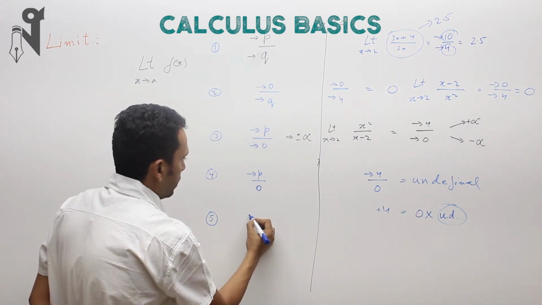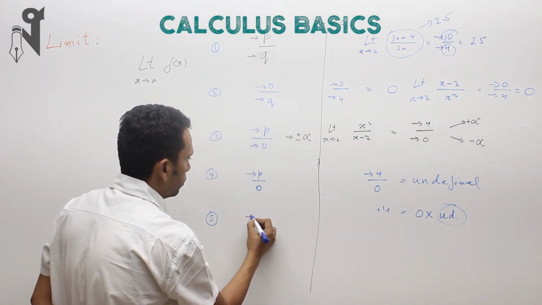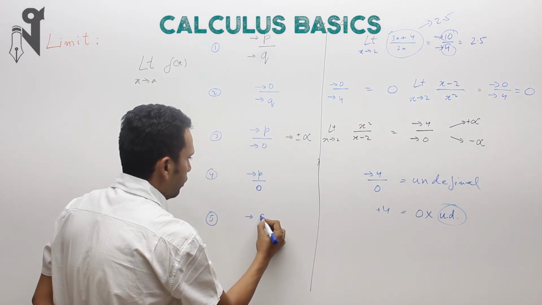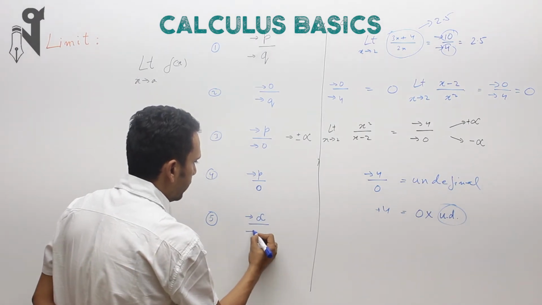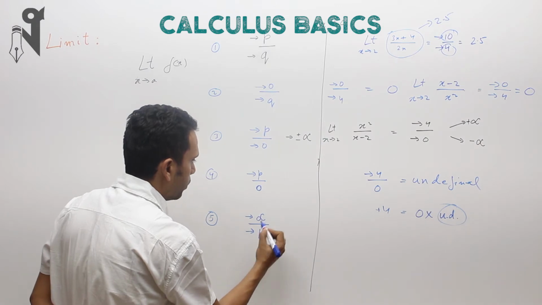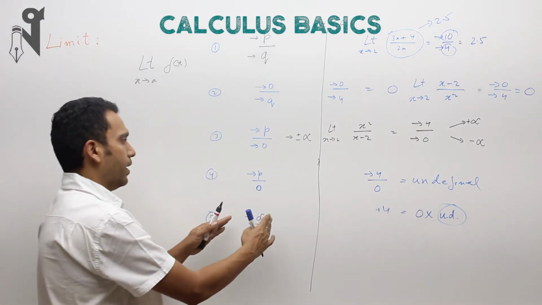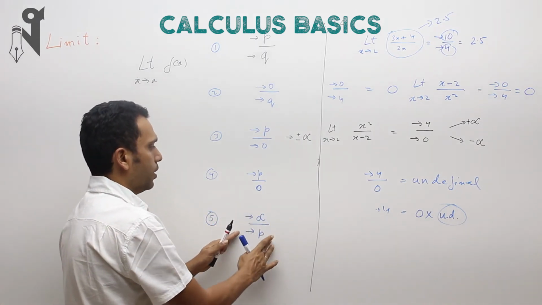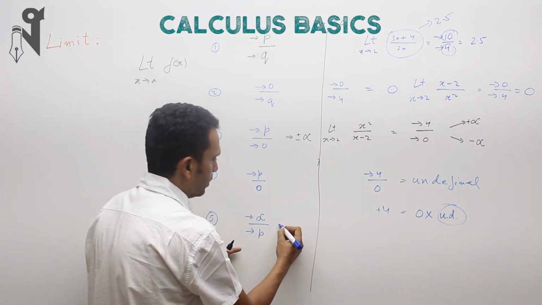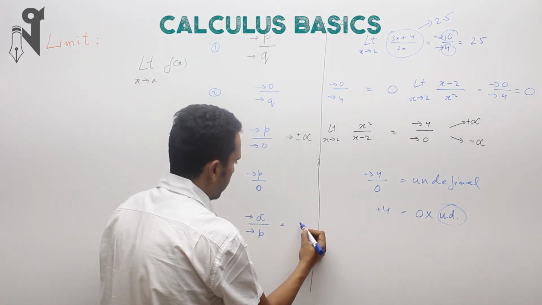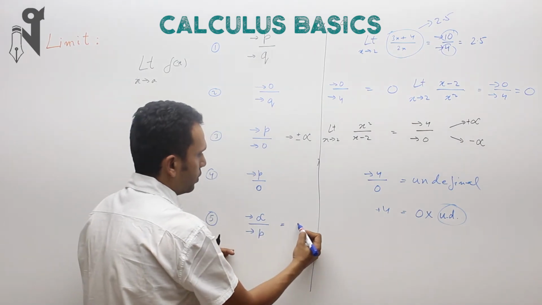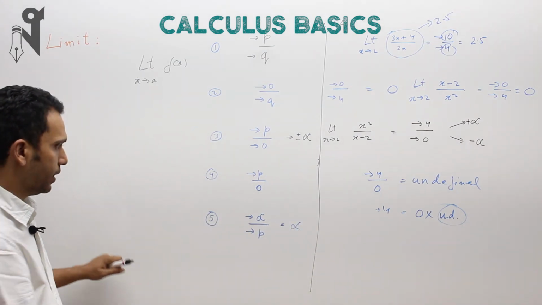Next one can be a number tending to infinity on top and tending to a pure number at the bottom. So if you have an infinite number on top and a normal number at the bottom, it is infinity. I'm not going to explain that. So if it was plus over here, it is plus infinity. If it is minus over here, it's minus infinity.